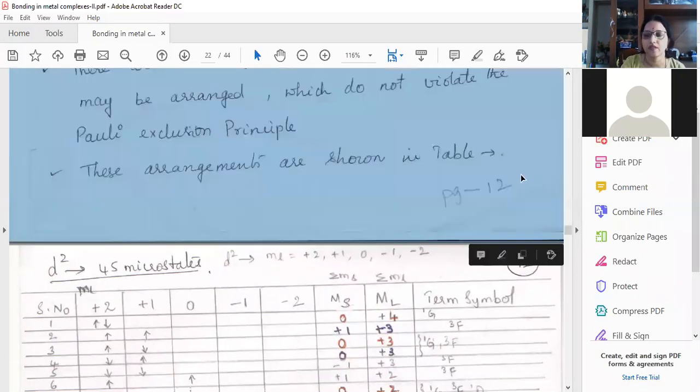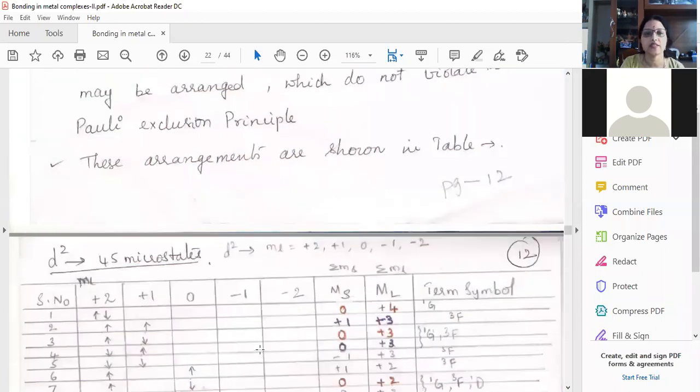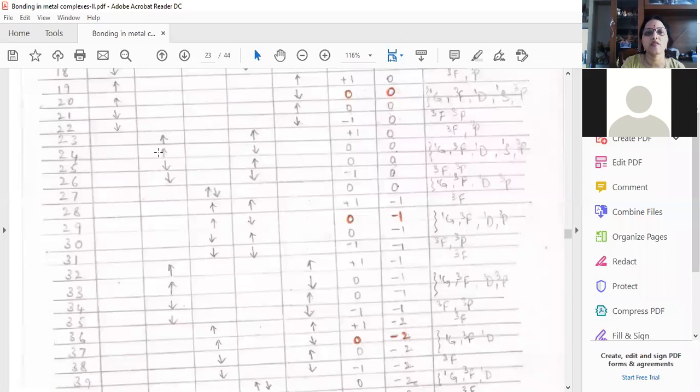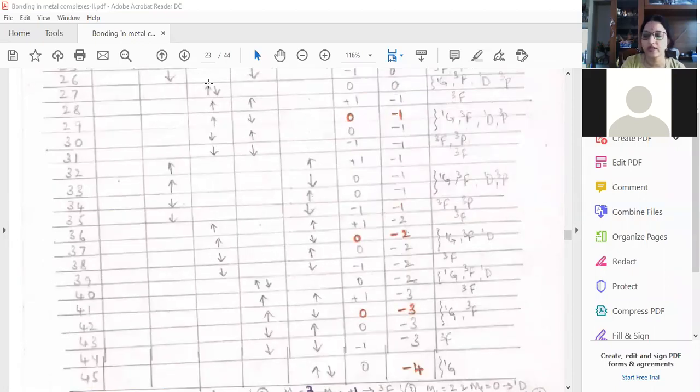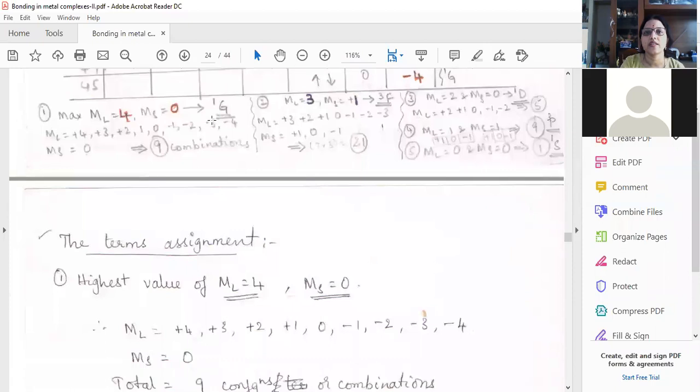Doublet F. Now for D2 also we have done. D2 we have done, that is, it is 45 microstates. This we have done in the class already. Okay? So this is what we have done till now in the classroom. So that's why I just wanted to give you the summary.